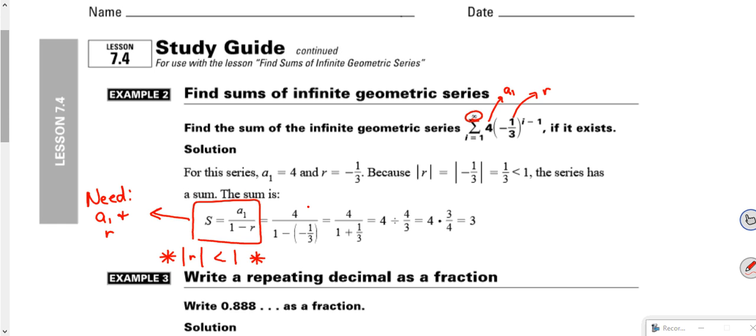So this was my A1, this was my R. So 1 minus a negative 1/3 is 1 plus 1/3. So 1 plus 1/3 is 4/3. So it's 4 divided by 4/3, or 4 times 3/4. Again, these 4s would cancel, and you are just left with 3.